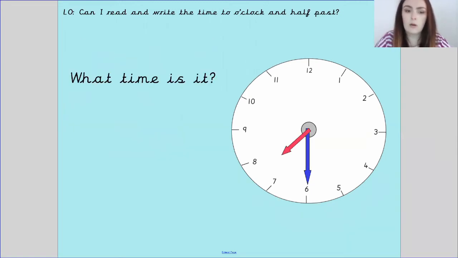Let's have a go at this clock. What time is being shown? Have a look at where your long hand is pointing and where your short hand is pointing. Pause the video and have a think. Well done. Our clock is showing 7:30 because our long hand is pointing towards the 6 and our short hand is in between the 7 and the 8, so it is showing 7:30.